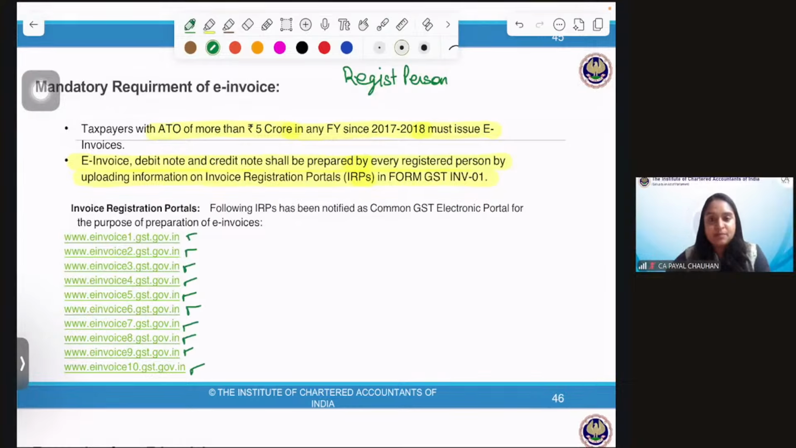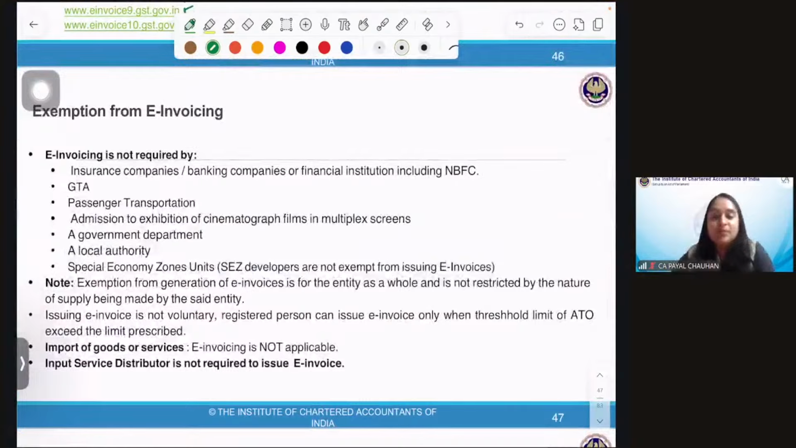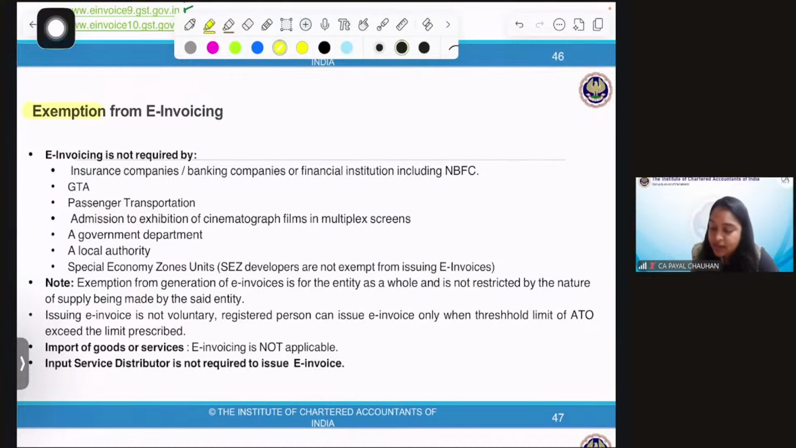If I ask you in an MCQ, you can answer now. There are 10 portals. Perfect. Now, exemption from e-invoice. I have told you the reason also, because there might be a lot of bulk uploading, as so many transactions are going on which meet these criteria. I need you people to know it by heart. It's very important. Ten portal sites.